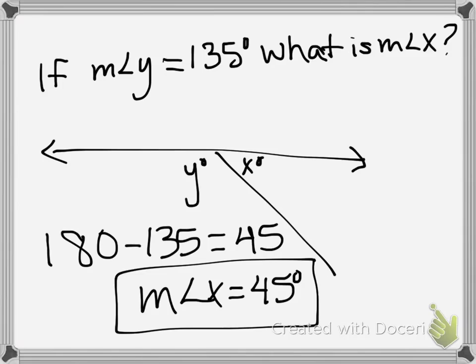If we have an example of a straight line, and we're trying to figure out what the angle equals if we're given one angle. It says if the measure of angle Y equals 135 degrees, what is the measure of angle X? Well, 180 minus 135 should give us X, which is 45. So we would say the measure of angle X in this case is 45 degrees.